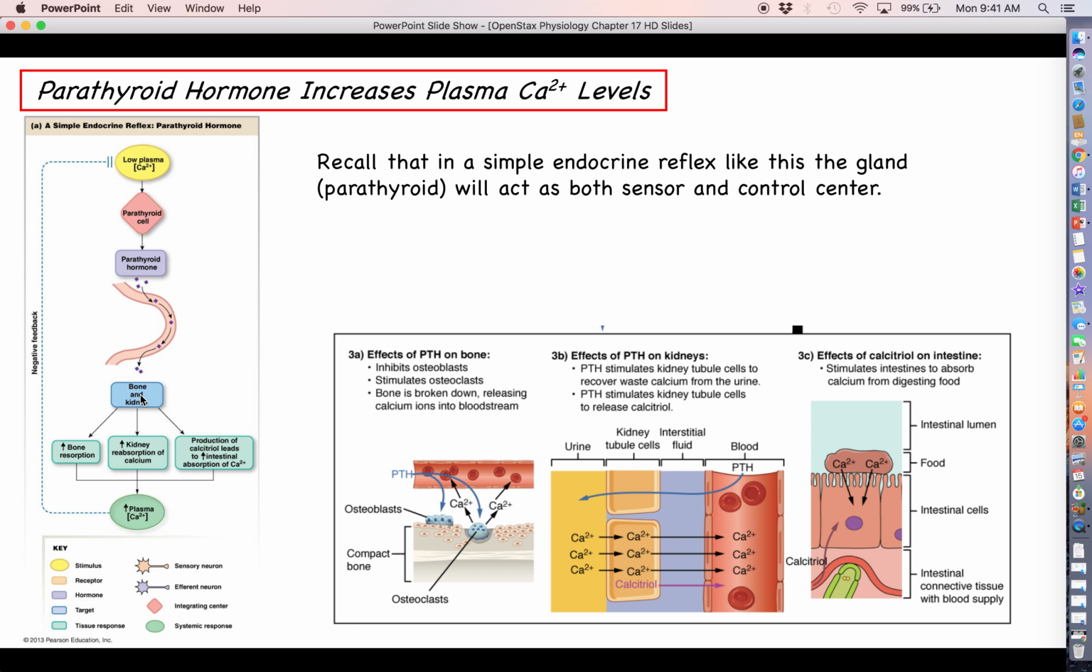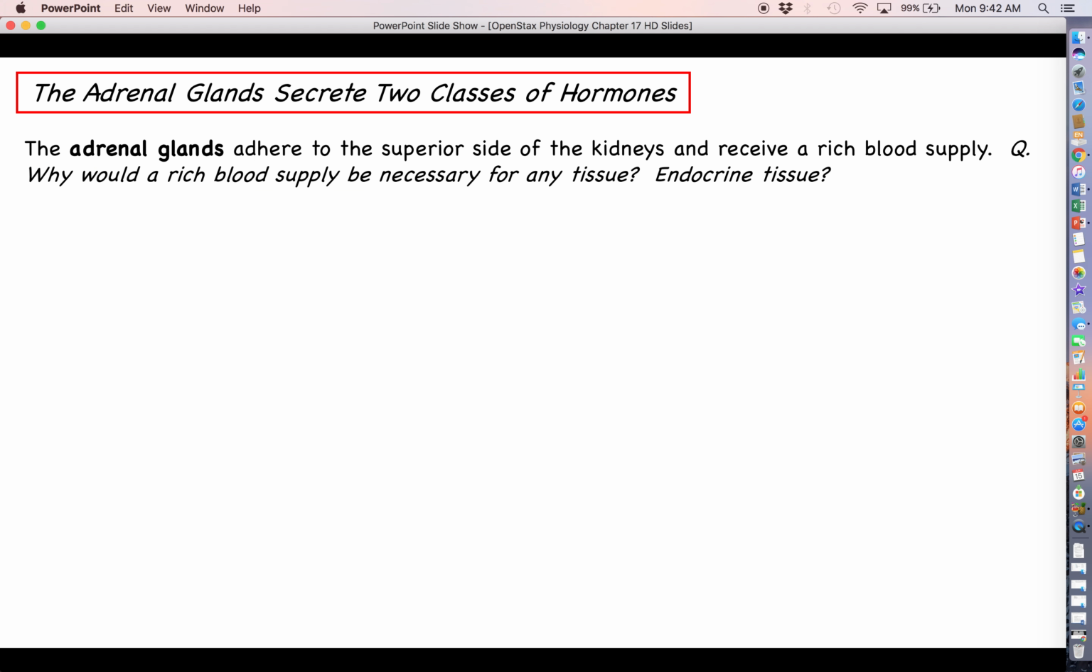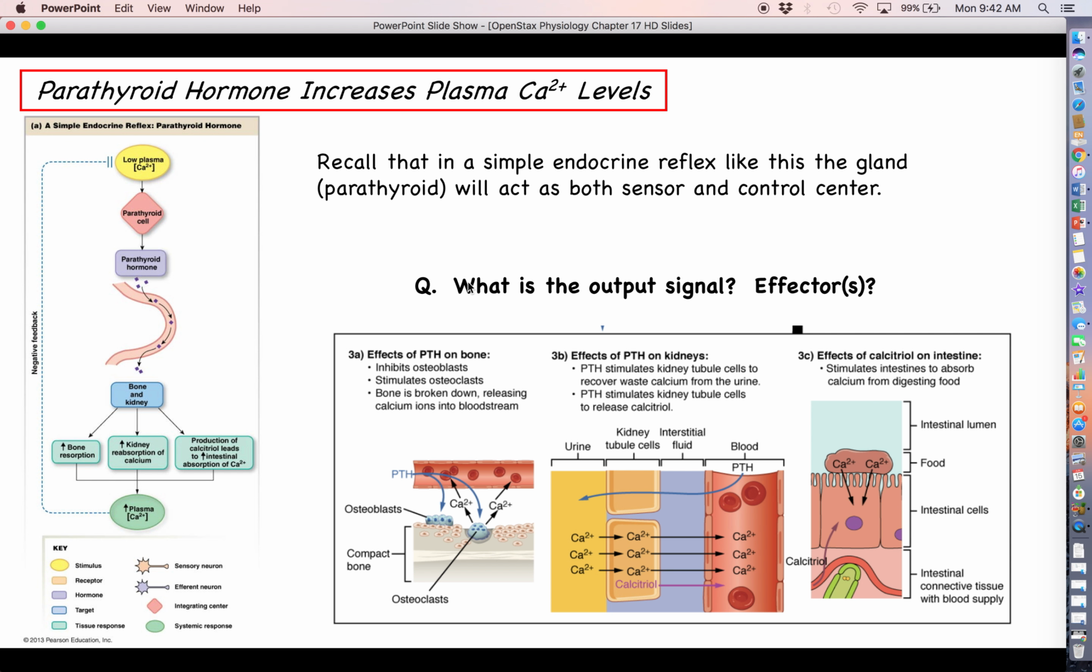Our targets here, once parathyroid hormone is secreted into the blood, are going to be bone, like I mentioned on the previous slide, the kidneys so that we can reabsorb any calcium that would be excreted through the urine, and then, even though it's not really listed here, the intestines so that we can stimulate extra calcium absorption from the food that we eat. So to answer these two questions here, the output signal is going to be your parathyroid hormone, and your effectors are going to be the bone, the kidneys, and the intestines. And you can see some pictures of them right here.